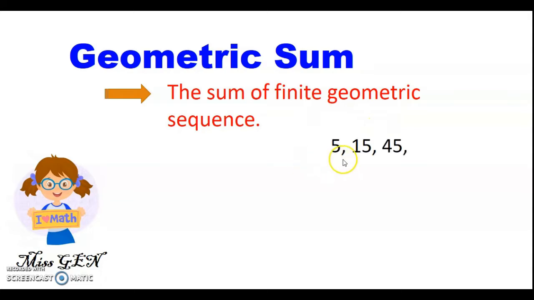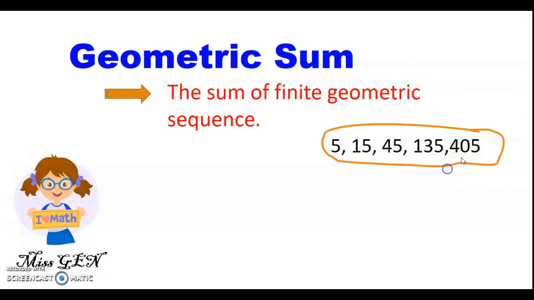For example, we have 5, 15, 45, 135, and 405. If you add all of these terms of the geometric sequence, your answer is the geometric sum.